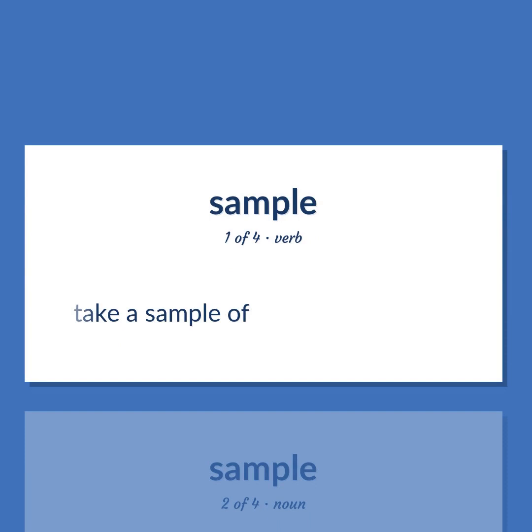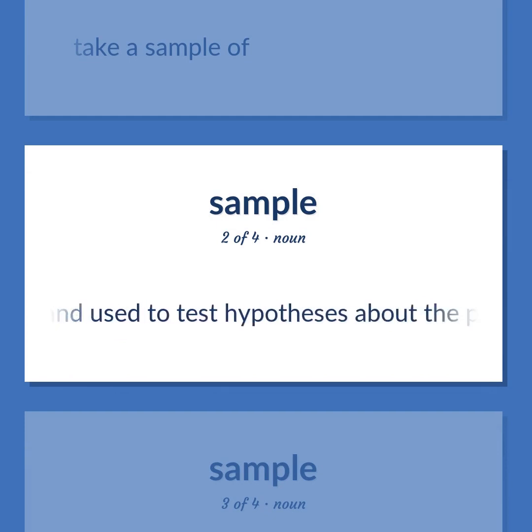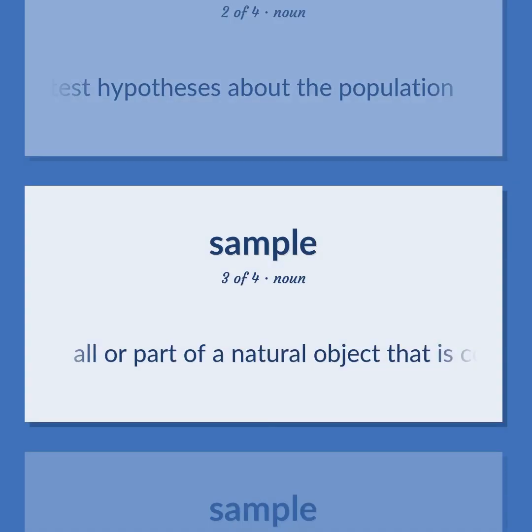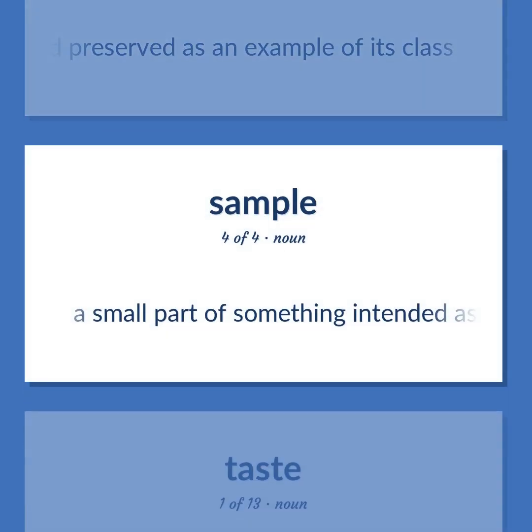Take a sample of. Items selected at random from a population and used to test hypotheses about the population. All are part of a natural object that is collected and preserved as an example of its class. A small part of something intended as representative of the whole.